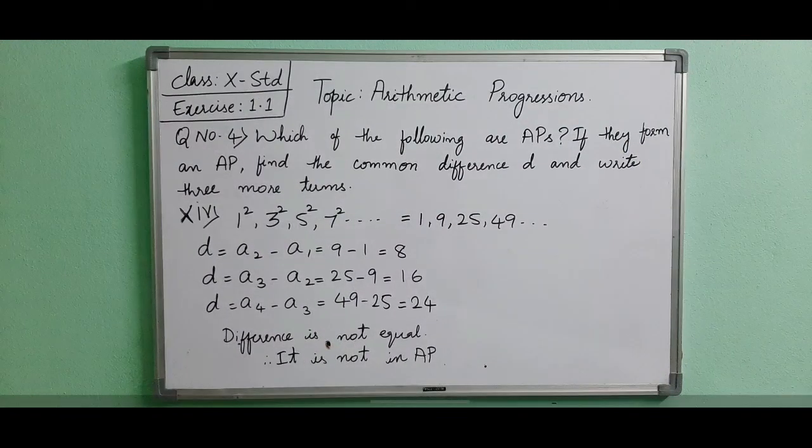Here we have the question: 1 squared, 3 squared, 5 squared and 7 squared. First we will write this in simplest form. 1 squared is 1, 3 squared is 9, 5 squared is 25 and 7 squared is 49. Now we will see the difference. 9 minus 1 is 8, 25 minus 9 is 16 and 49 minus 25 is 24. All three are different, and when they are different they are not in AP. That's why we write it is not in arithmetic progression.